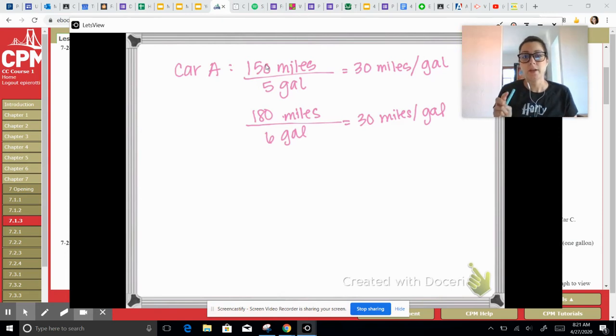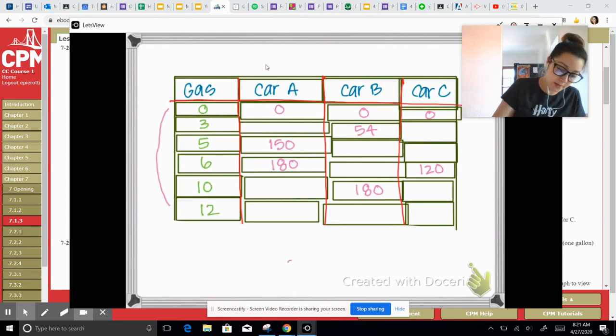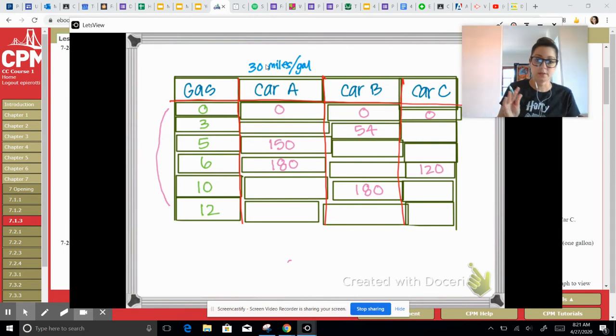So our unit rate for car A is 30 miles to the gallon. So I'm going to make a note of that. So this is 30 miles per gallon. Okay, so on to car B.